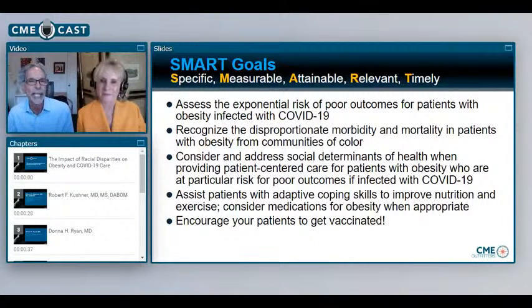I want you to assess the exponential risk of poor outcomes for patients with obesity infected with COVID-19. I want you to recognize the disproportionate morbidity and mortality in patients with obesity from communities of color that Dr. Ryan summarized just so nicely. Consider and address social determinants of health when providing patient-centered care for patients with obesity who are at particular risk for poor outcomes if infected with COVID-19. You want to assist patients with adaptive coping skills to improve nutrition and exercise, and consider medications for obesity when appropriate. And lastly, as we just said, encourage your patients to get vaccinated.